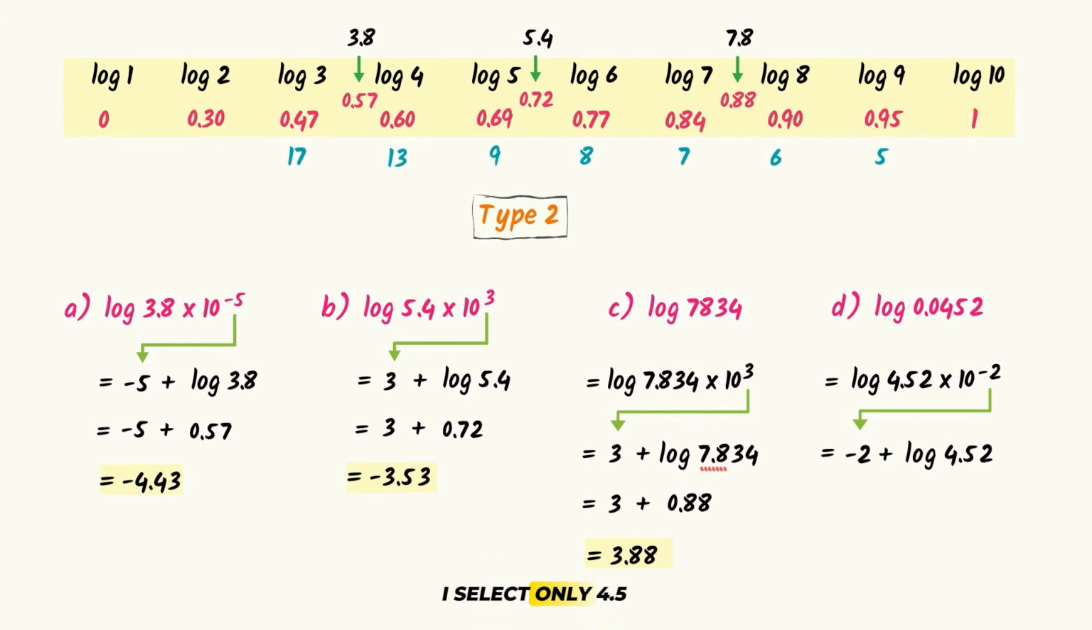I select only 4.5. Log 4.5 is the midpoint of log 4 and log 5. Let me guess its value as 0.65. I write negative 2 plus 0.65. After calculation, I get negative 1.35. Thus log 0.0452 is equal to negative 1.35.